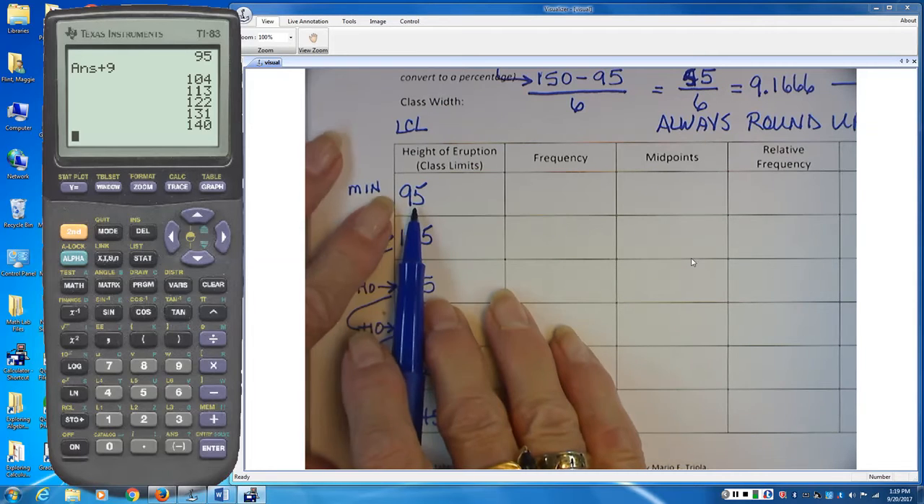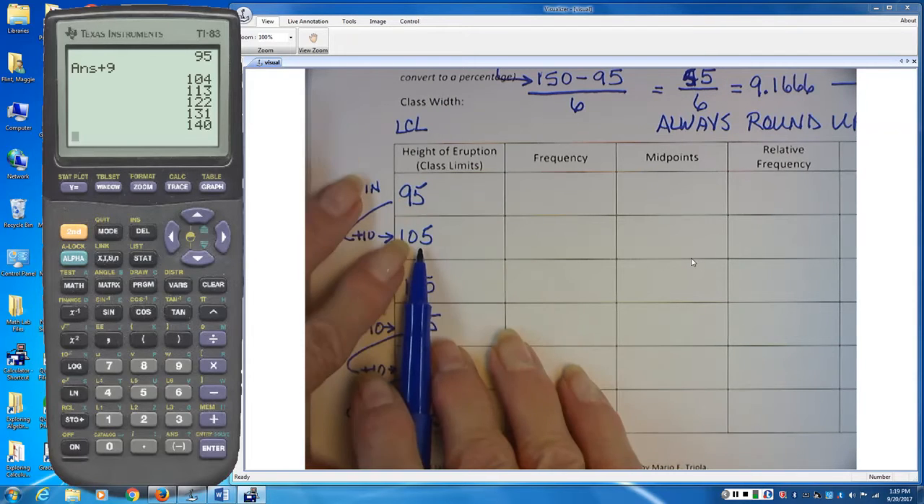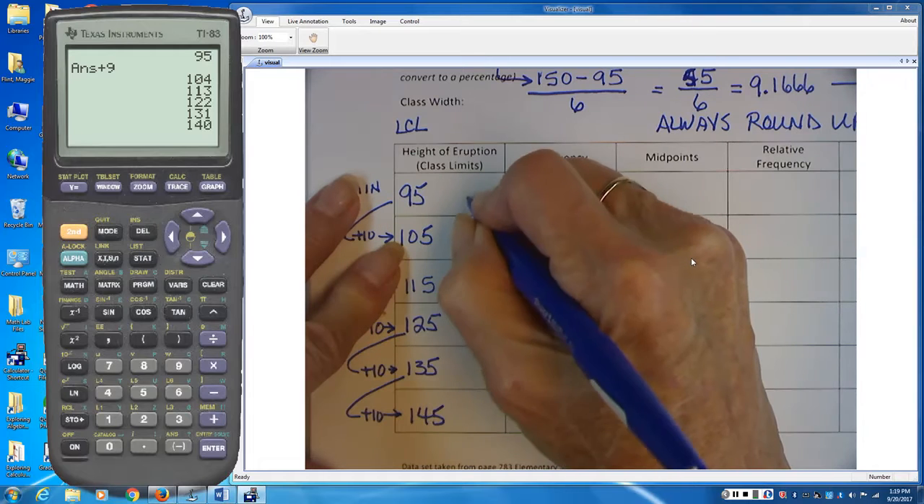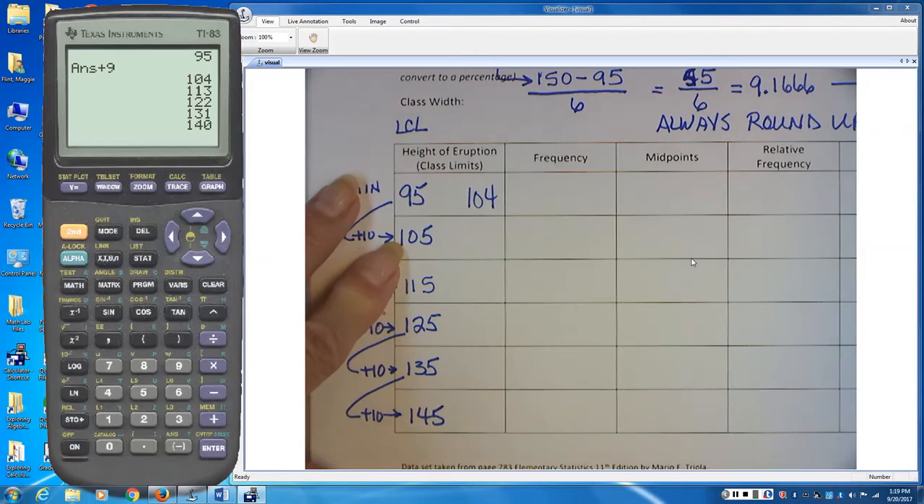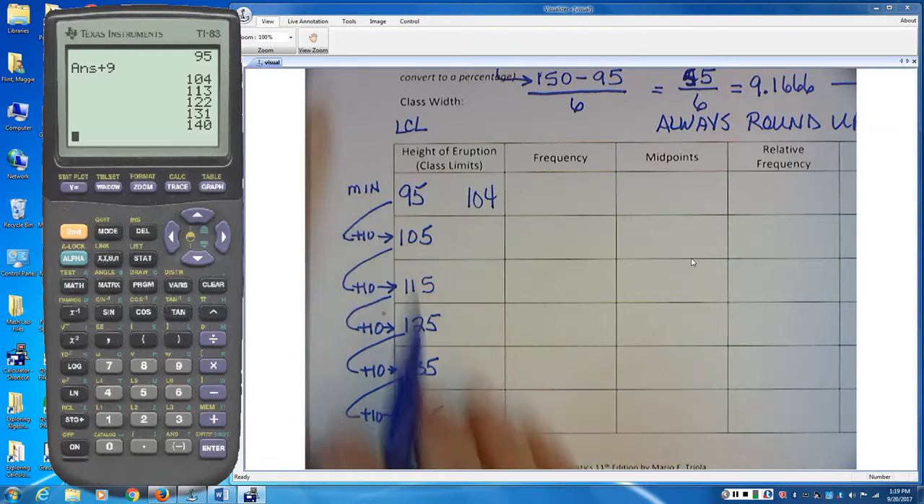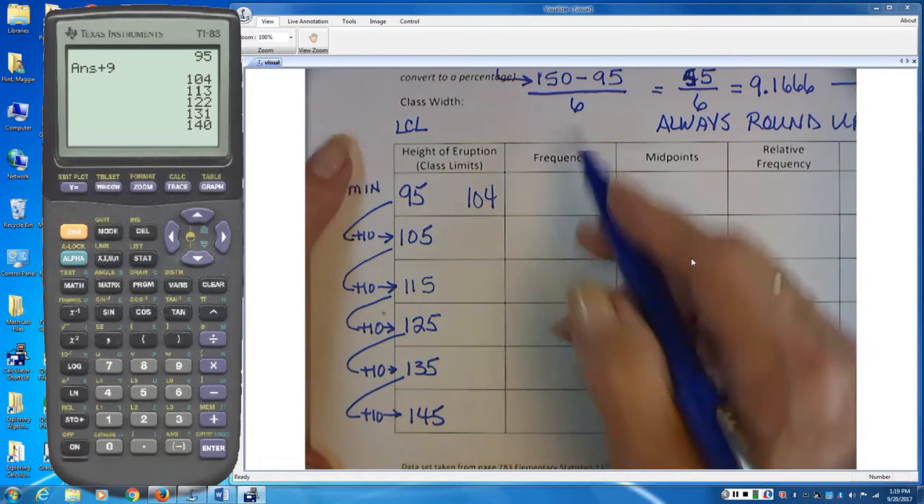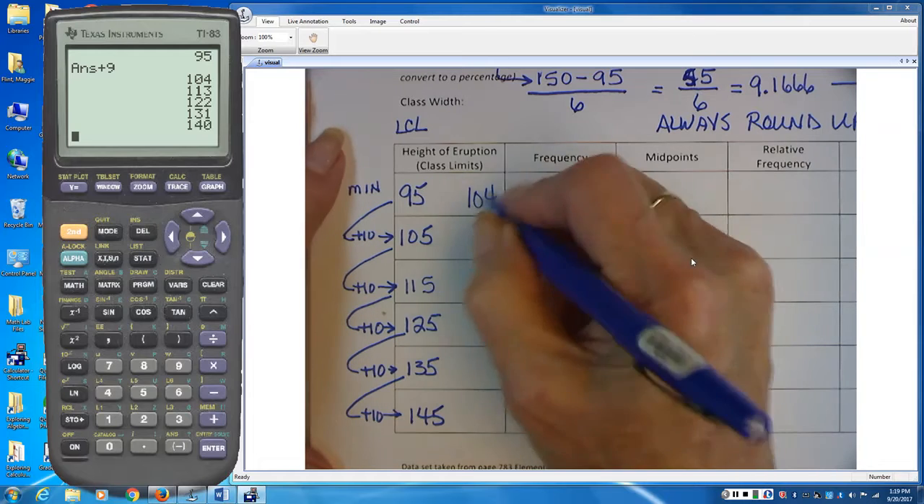Now, if this class begins at 95 and the next one begins at 105, what's the largest number that's going to be in the previous class? 104. Now, I could do that with all these numbers, except when I come to 145, I don't have a next number, so I have to do a little arithmetic. But I added 10 every time to get the next number. So I can do the same thing with 104.